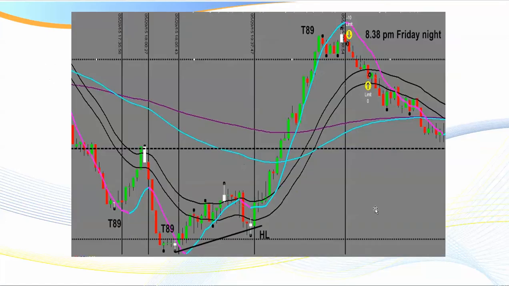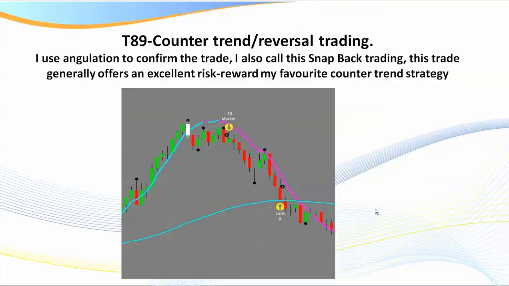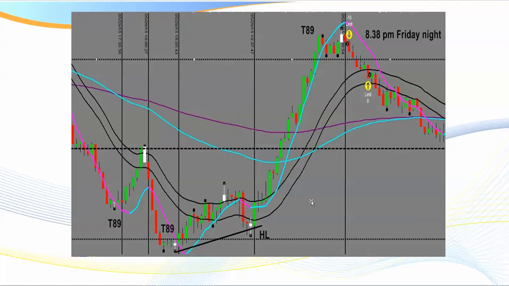So T89 is a brilliant concept, and just there you could see me shorting 10 contracts here at the market, just above the 89, exiting the market. We can see here now this was actually taken just a week or so ago.